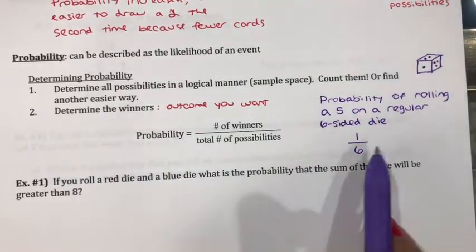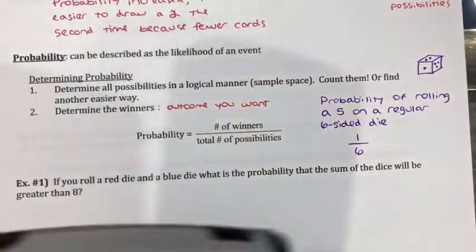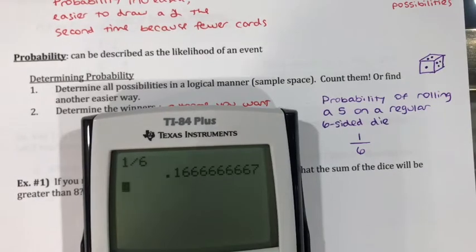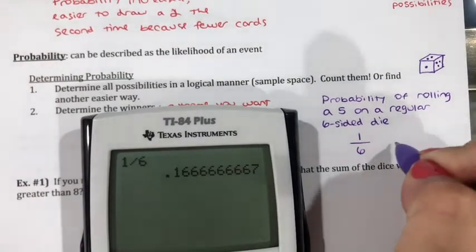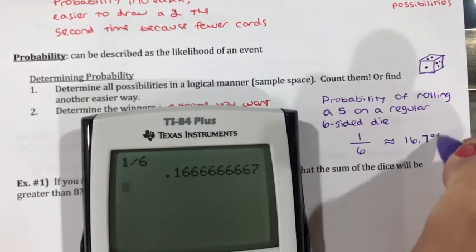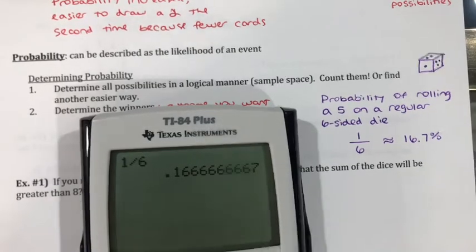Okay, sometimes you'll see this written as a percentage. If you were to put it into your calculator, we've got 1 over 6, which is about 16.7%. Remember, when you have a decimal like this, you can move the decimal place over 2 units, and that gives us the percentage.